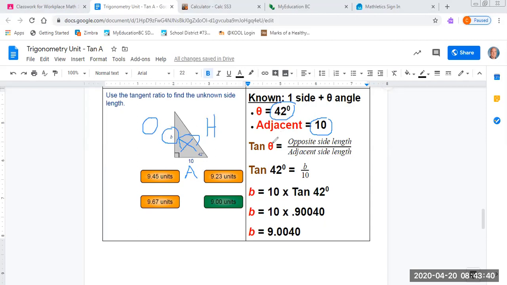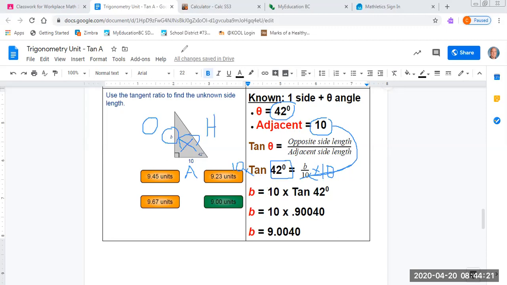So we can write this up as tan of 42 degrees, and then we can substitute in what we know. So the adjacent comes down at the bottom, and then the side we don't know, we'll call that B for right now, comes at the top, as the opposite side. Now, in order to figure this out, we can simply multiply both sides by 10, and what we're going to end up with is B by itself, and we're going to have to multiply tan of 42 degrees by 10. So let's take a look at how we do that.